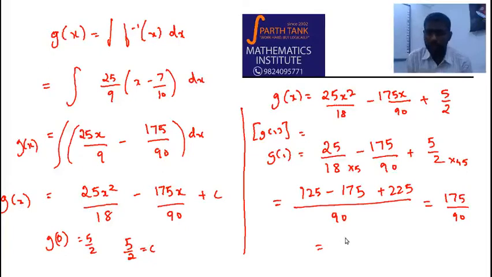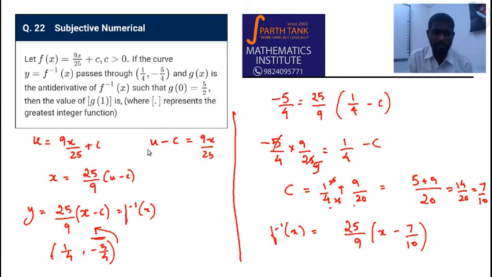Now the box of this is box of 175 by 90. How much is 175 by 90? It is some 1 point, possibly 1.9 something. So this is actually 1. So the answer to this problem is 1.